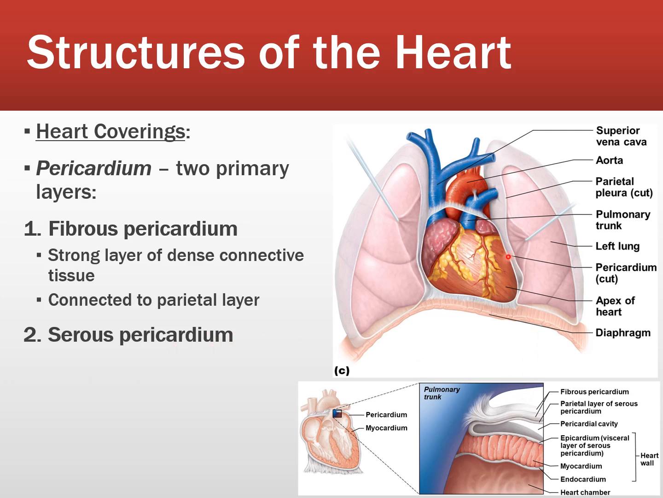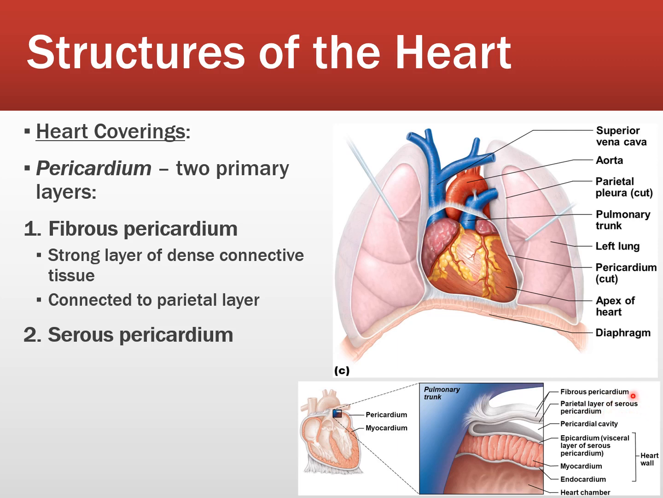So if we blow up the pericardium here in this picture and take a look down here, we've blown up the wall of the heart, and this is how we get this picture over here. So this very outer layer is the fibrous pericardium, okay? So that's lots of fibrous connective tissue, very strong. It's what's connecting it to the diaphragm, to the vessels. So it is the fibrous pericardium, and it is attached to the parietal layer of the serous pericardium.